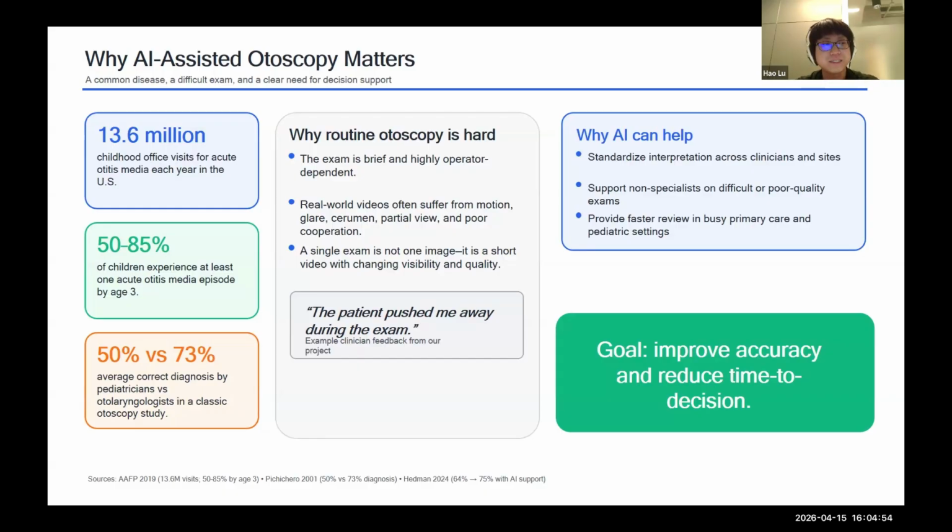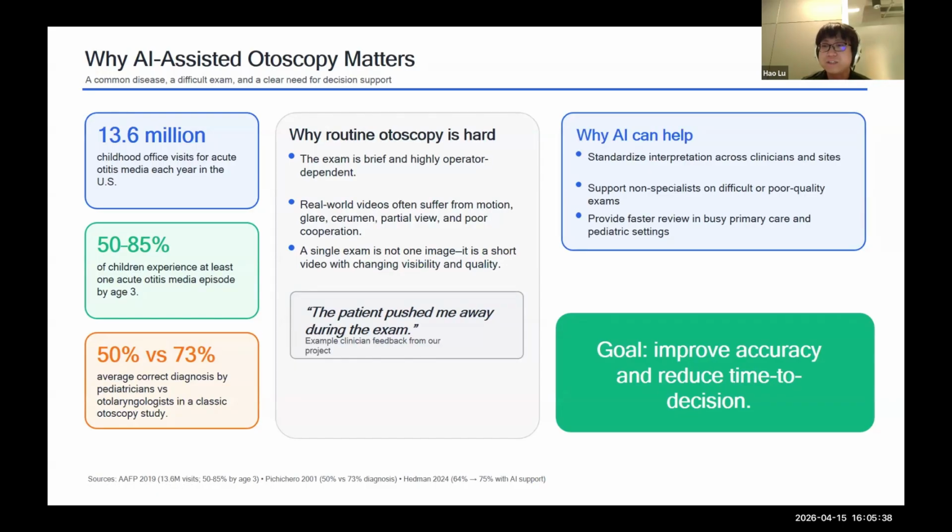So this gap made us dive into this project. We want to develop an AI tool that can assist the primary care doctors to make a better diagnosis. And when we really went into this project, we found the otoscope exam is very hard, especially for young kids. When I organized my dataset, I found one of the doctors wrote this line in their description. They said, the patient pushed me away during the exam.